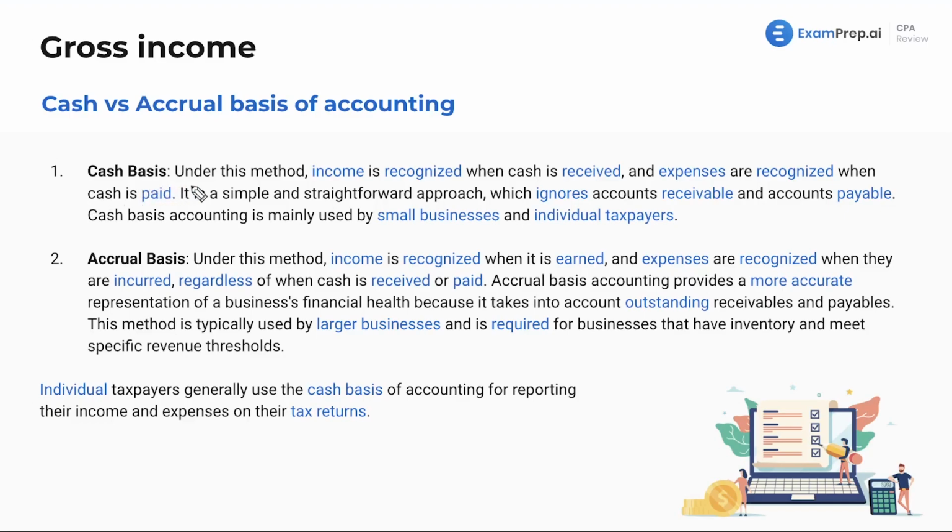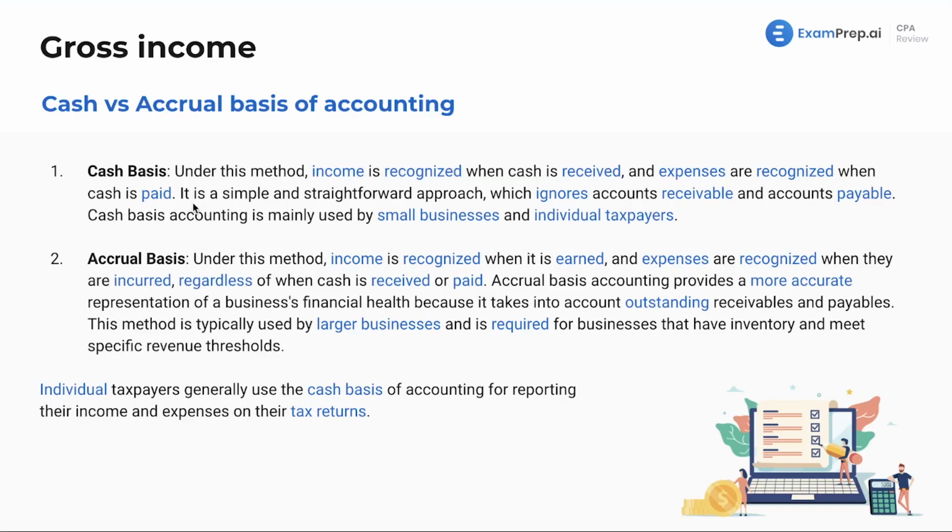Now, under the cash basis of accounting, this is used for tax purposes and small businesses. And accrual basis, this is used for GAAP, financial, FASB, book, all that good stuff for large companies. Cash basis, income is recognized when the cash is received. So if I perform a service and I don't receive the cash yet, I can't recognize that as revenue. And as such, it would not be included in gross income for tax purposes. And expenses are recognized when cash is paid.